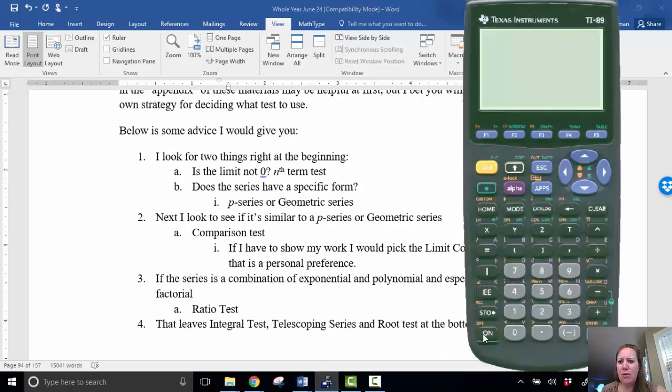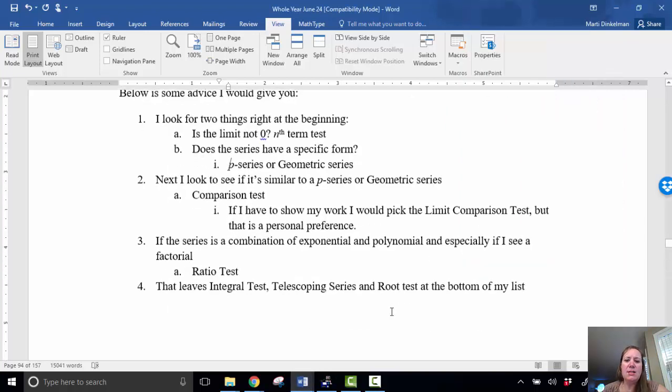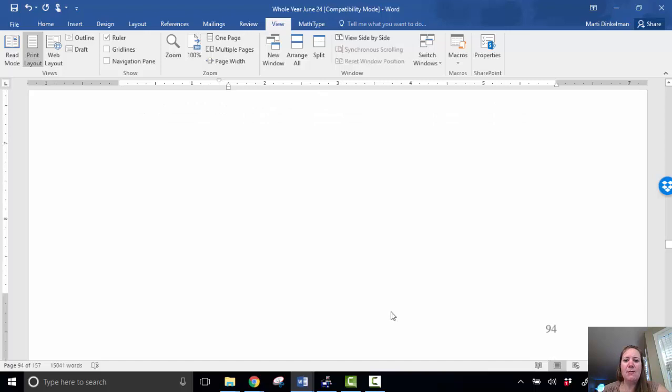I don't know if you've seen that before. Probably you have, but here it's above the catalog. For me, it's in this green kind of color. Okay, so that is my advice, just going through here.